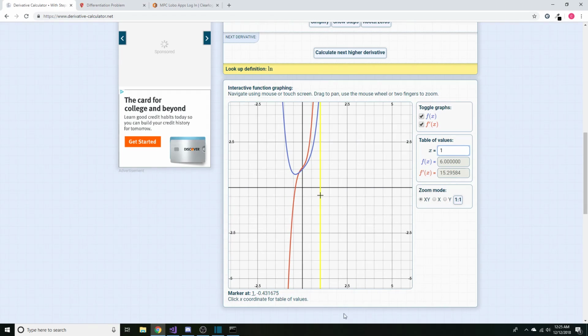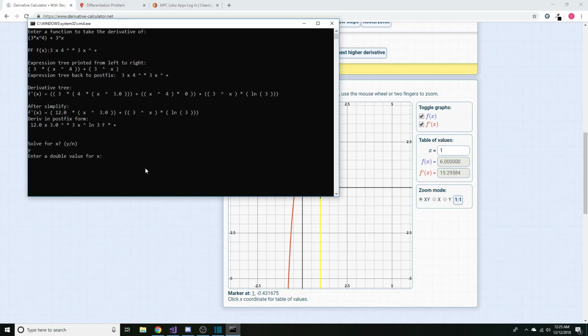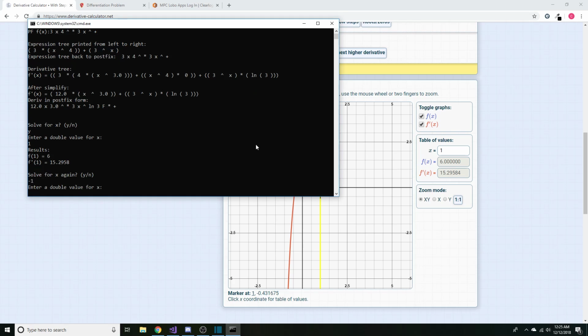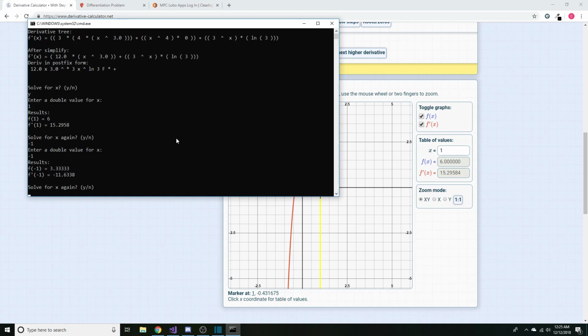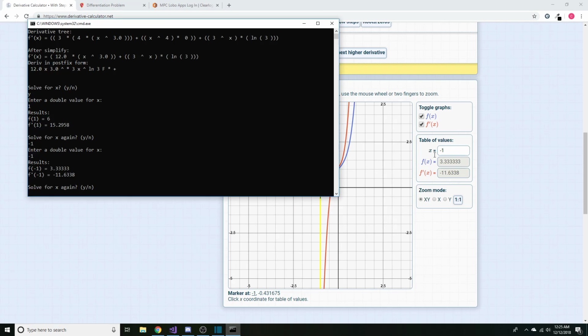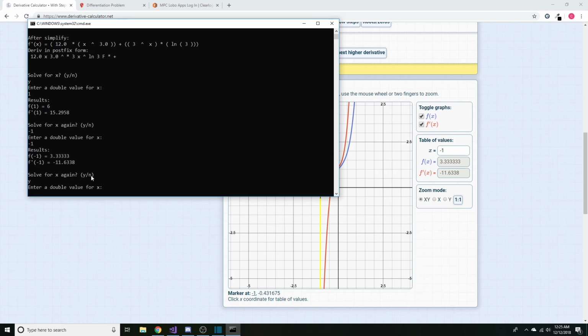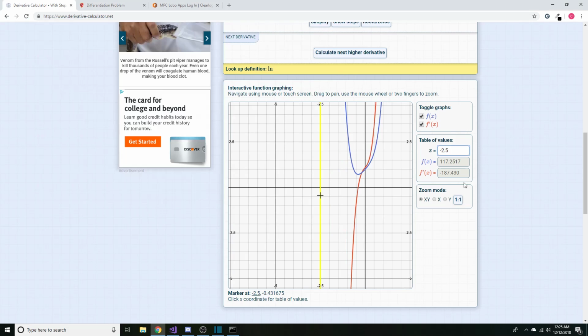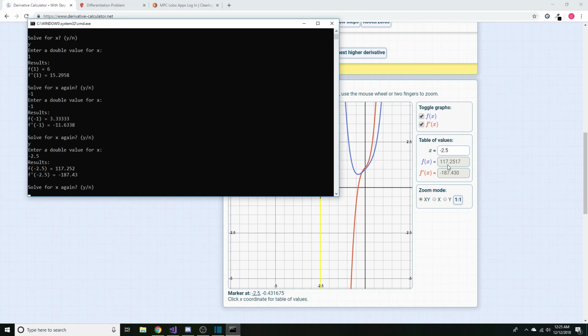So we'll try values. One should be 6 and 15.29. See that they're matching up there too. Also negative values work. Yeah, see that's matching up as well. Also decimals. Stack them together. See, 117.25, 117.25, negative 187.43, negative 187.43. So I'll say no to that.